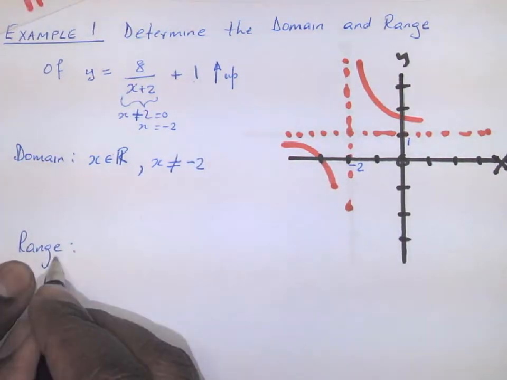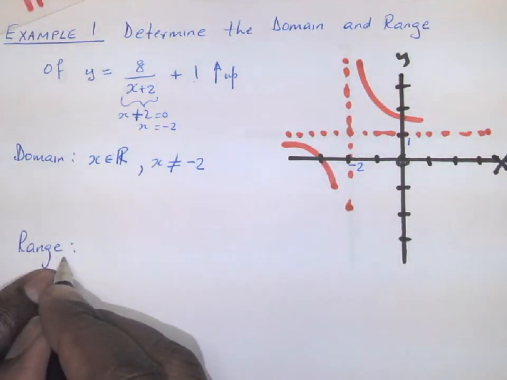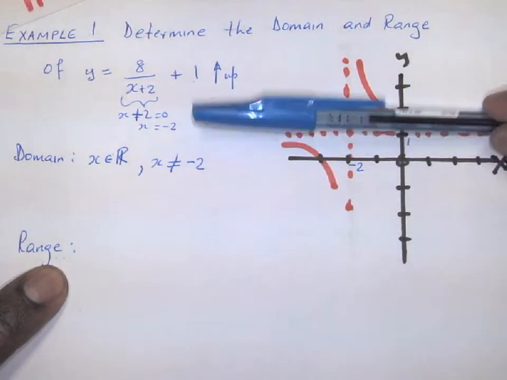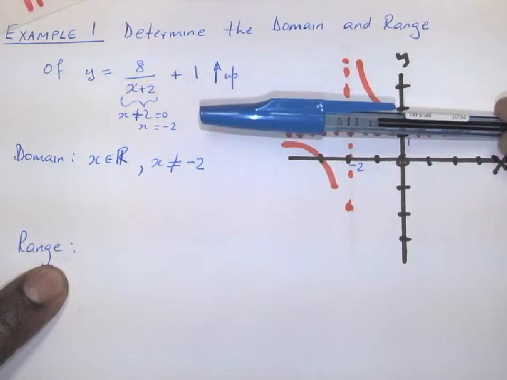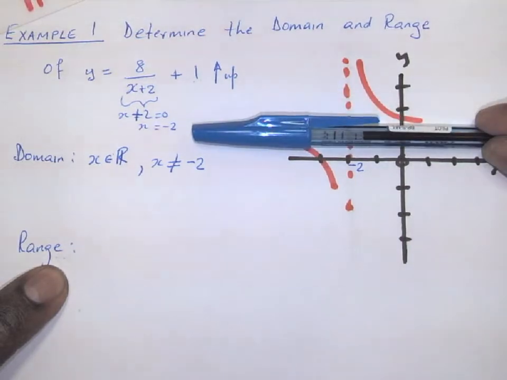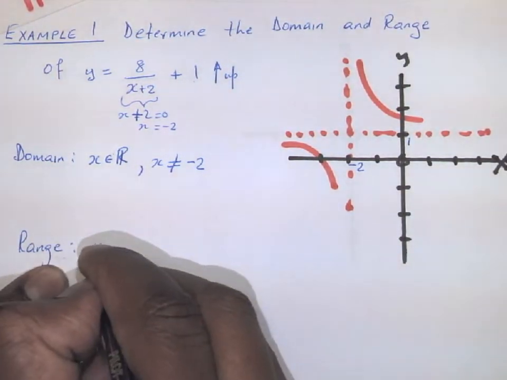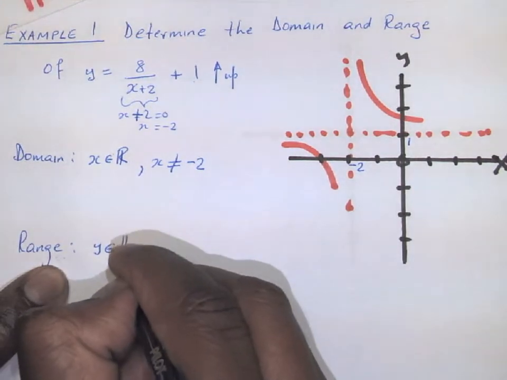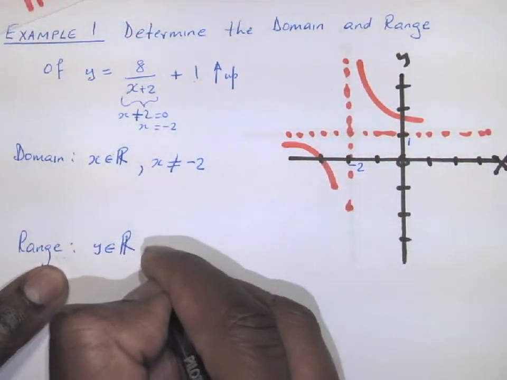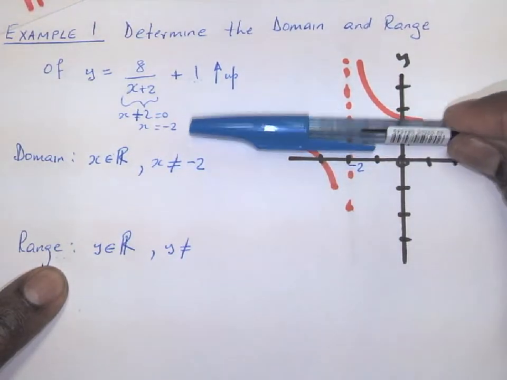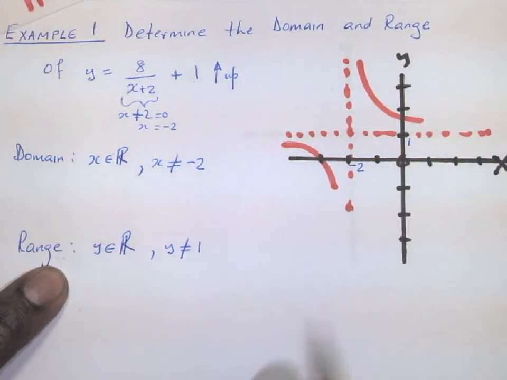What about the range? The range we said are the y values. So the graph can take all the y values except when it hits the dotted line, the asymptote, at 1, and continues. Therefore, the range is y is an element of real numbers, all numbers, but y cannot be equal to 1 there, so it can't be 1.